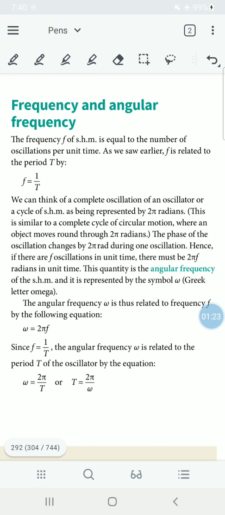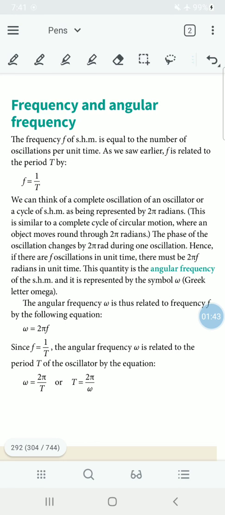The frequency f of SHM, simple harmonic motion, is equal to the number of oscillations per unit time. So that is obvious. The number of oscillations per unit time is the frequency. So f is equal to 1 upon T. That is an equation that we have learned earlier.